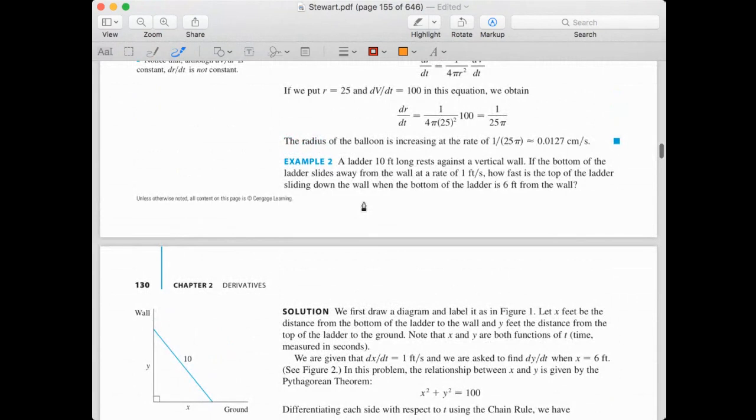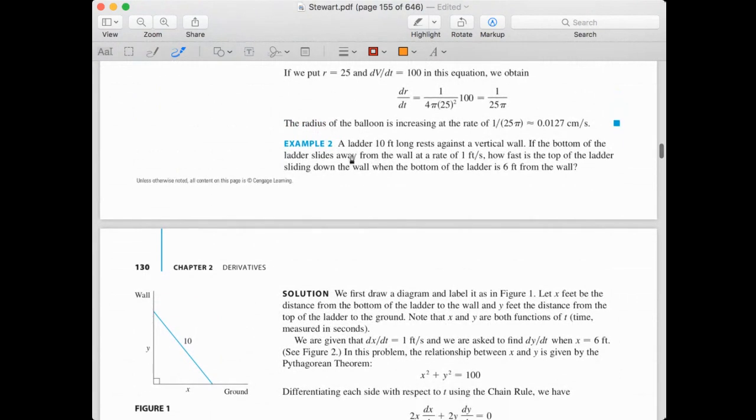Example 2. A ladder 10 feet long rests against a vertical wall. Vertical wall means we'll assume this is the corner of the ground, and the wall makes 90 degrees, so we can work with right triangles.